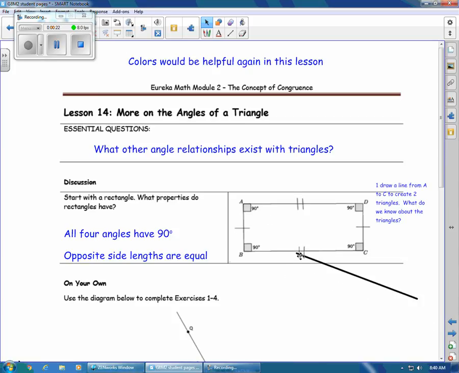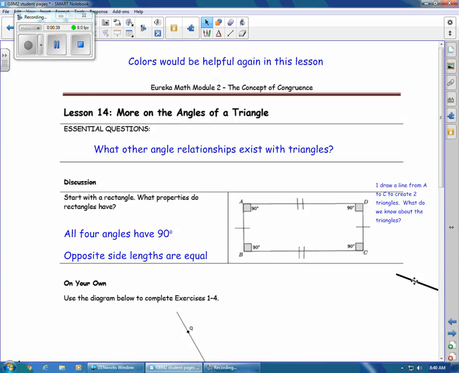Let me get rid of that line. So what do we know about rectangles? All four angles here are 90 degrees. Opposite side lengths are equal in measure. When you see marks like this and they match marks on the other side, that means they're equal length.